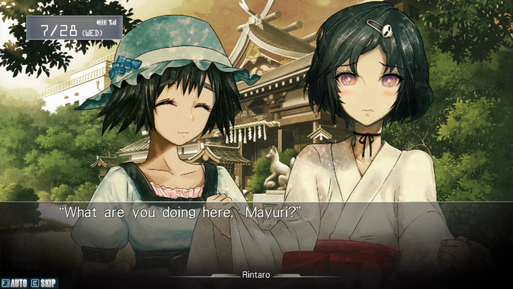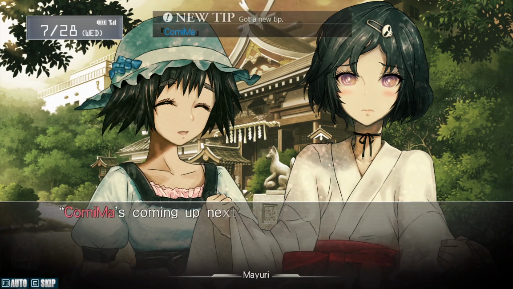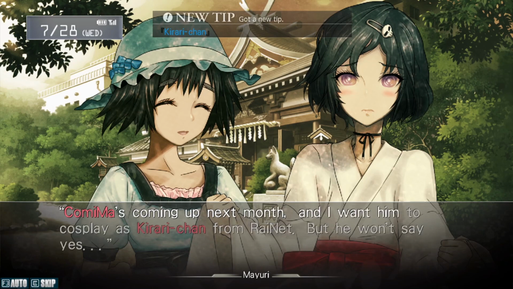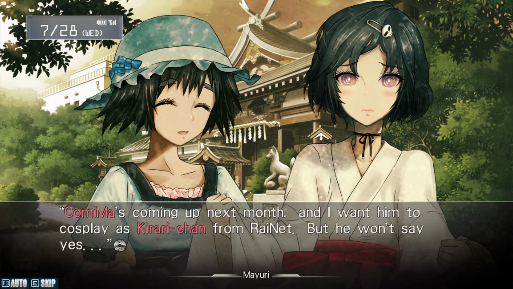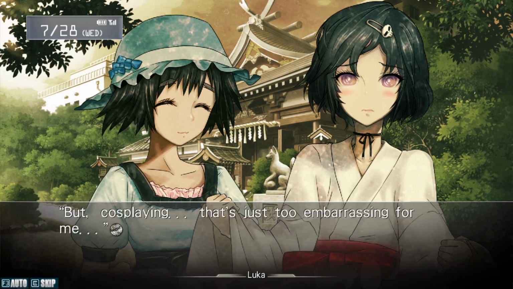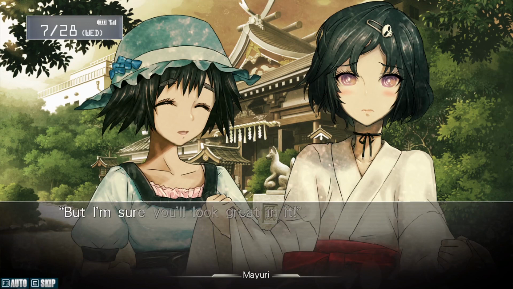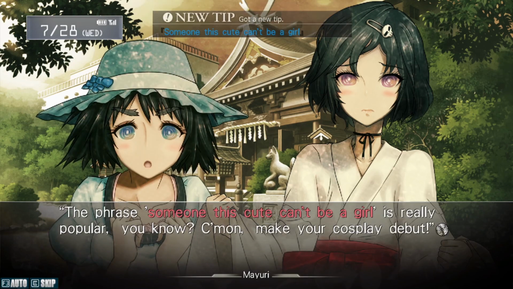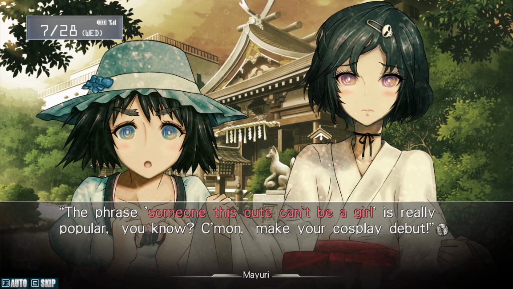What are you doing here, Mayuri? I came to see Ruka-kun. Kamima's coming up next month. And I want him to cosplay as Kirori-chan from Rynet, but he won't say yes. But cosplay, that's just too embarrassing for me. I'm sure you'll look great in it. The phrase, someone this cute can't be a girl, is really popular, you know? Come on, make your cosplay debut.